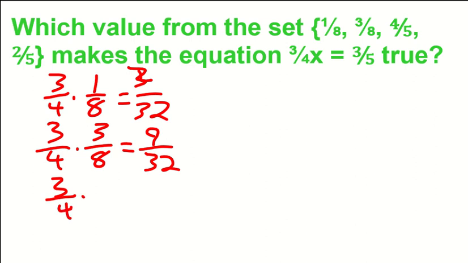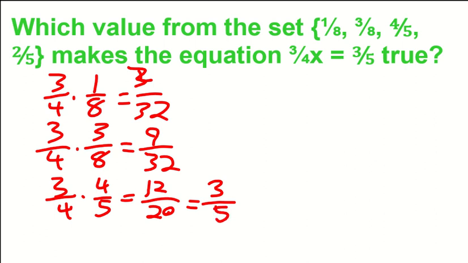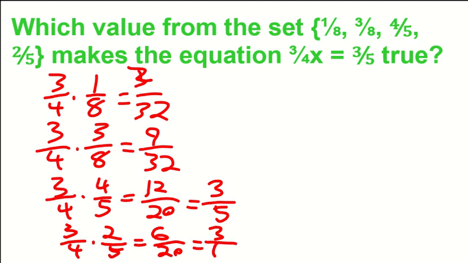3/4 times 4/5 gives you 12/20, which does simplify to 3/5, so that one works. And just to show, we'd have 3/4 times 2/5. That'd be 6/20, which simplifies to 3/10. Okay, any questions on that one?